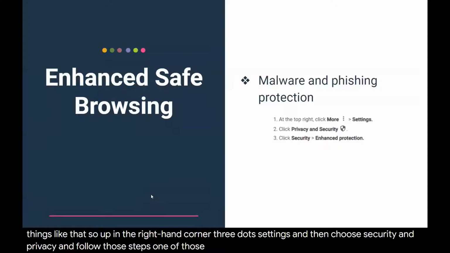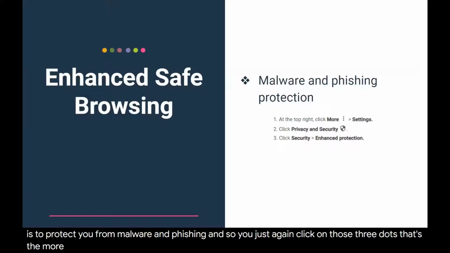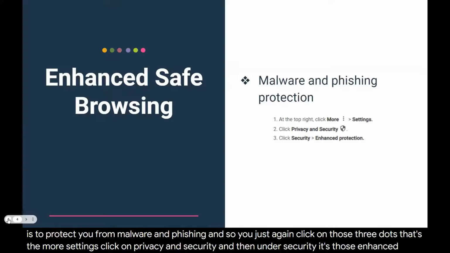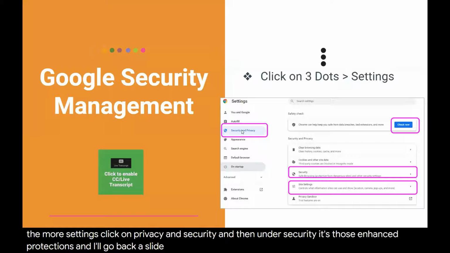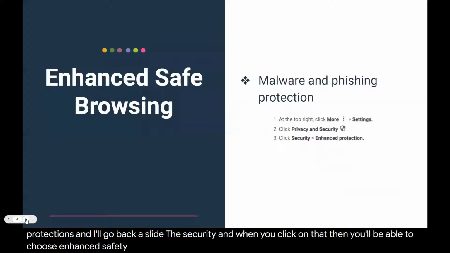One of those will be the enhanced safe browsing option, and that is to protect you from malware and phishing. And so you just, again, click on those three dots, that's the More, Settings, click on Privacy and Security, and then under Security, it's those enhanced protections. And I'll go back a slide. Security and Privacy, Security, and when you click on that, then you'll be able to choose Enhanced Safe Browsing.